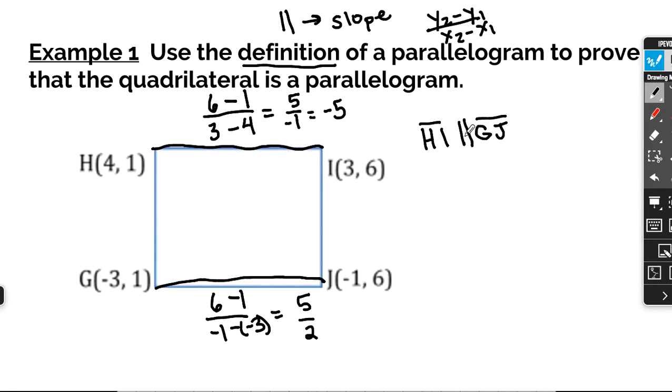To show that, we use the parallel sign with a slash through it. So since these are not parallel, GHIJ is not a parallelogram. So since it told us to prove it and we weren't able to, we can prove that it's not a parallelogram. It doesn't have that condition where the opposite sides are parallel.